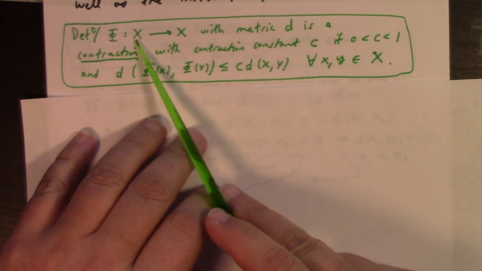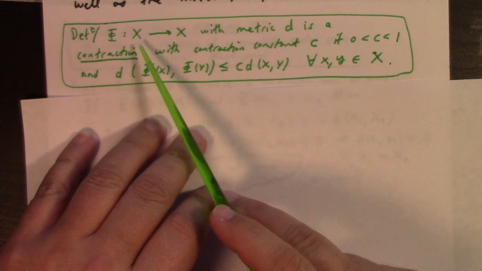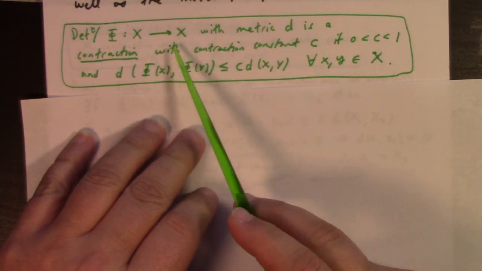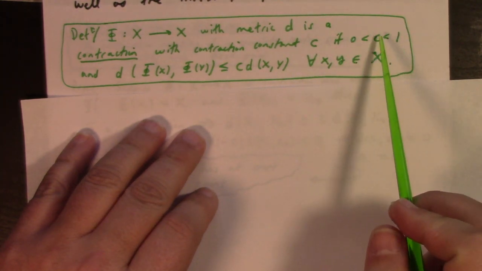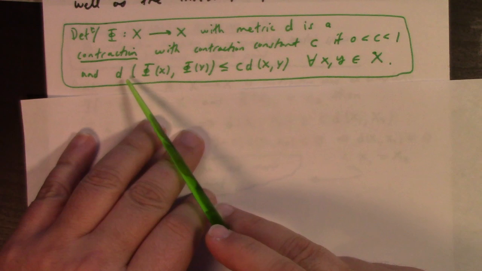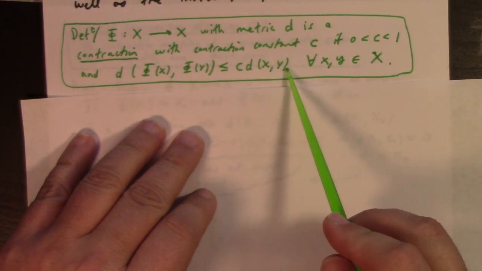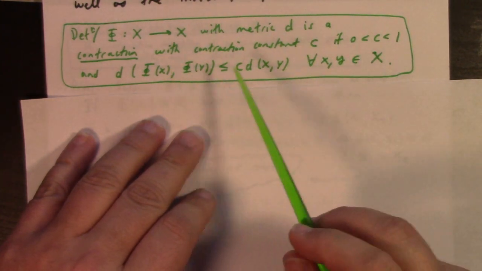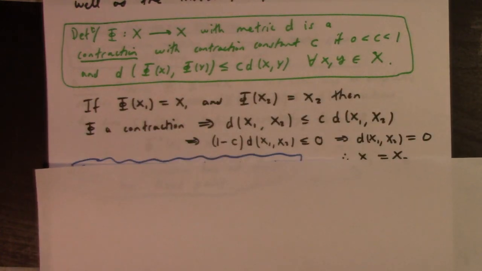If we have a mapping phi from a metric space X to a metric space X with metric d, then this function is said to be a contraction with contraction constant c if c is a number between 0 and 1 and the distance from phi of x to phi of y is less than or equal to c times the distance from x to y for all x and y in X. So this defines what we mean by a contraction map with contraction constant c.